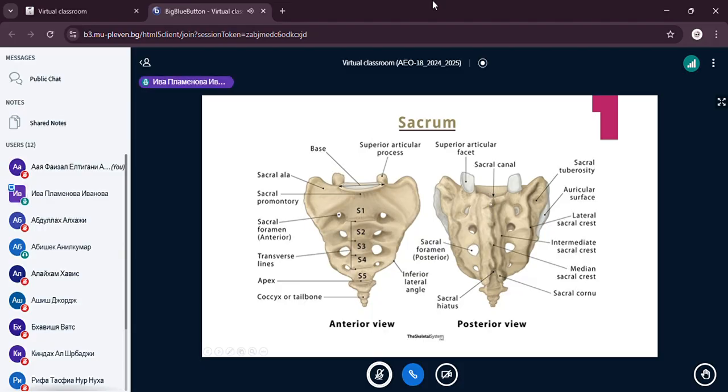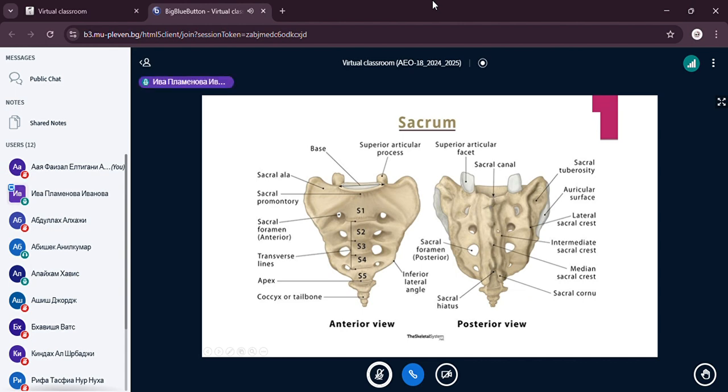So I told you that we have the vertebral canal, which continues into the sacral canal. So in the sacrum, we have the sacral canal, which ends with the hiatus sacralis, or sacral hiatus. Here on the posterior surface, just in the middle, we have the median sacral crest. These are the fusion of the spinous processes of the sacral vertebrae. Crista sacralis mediana.